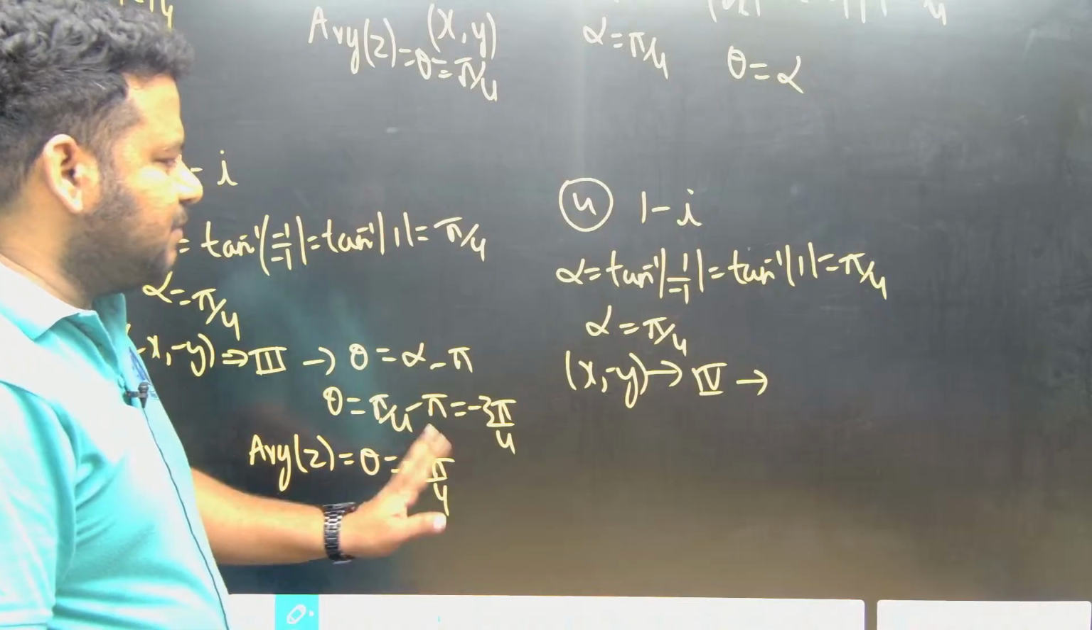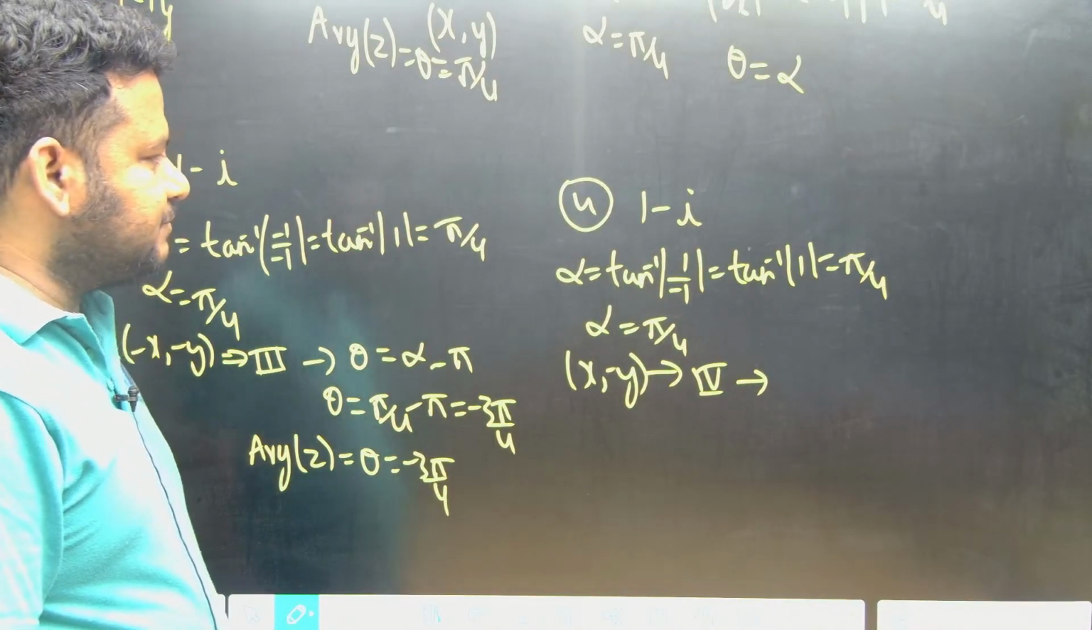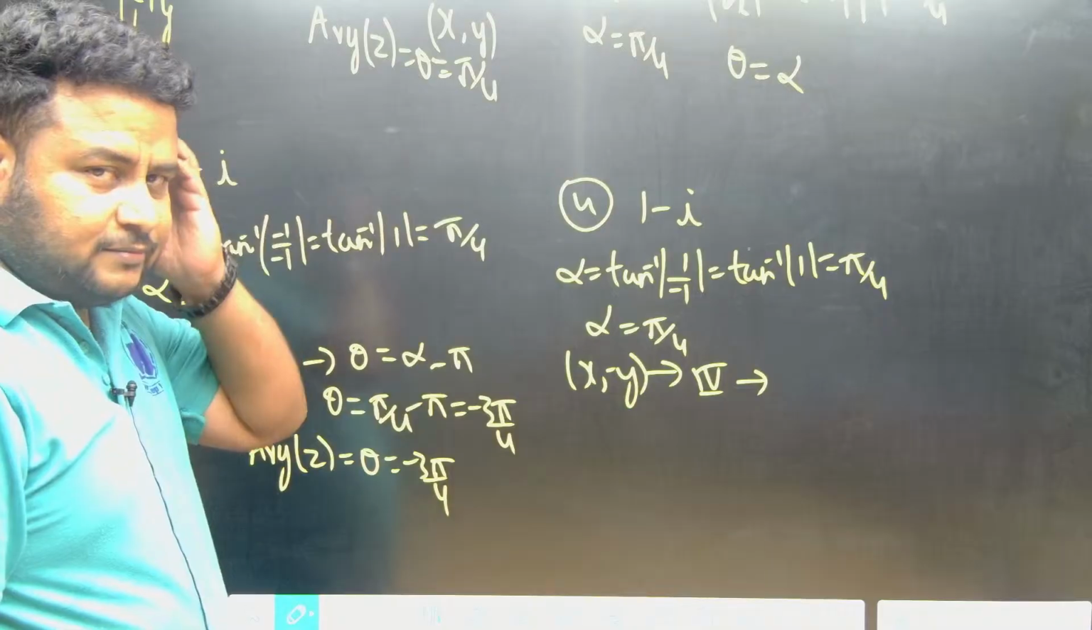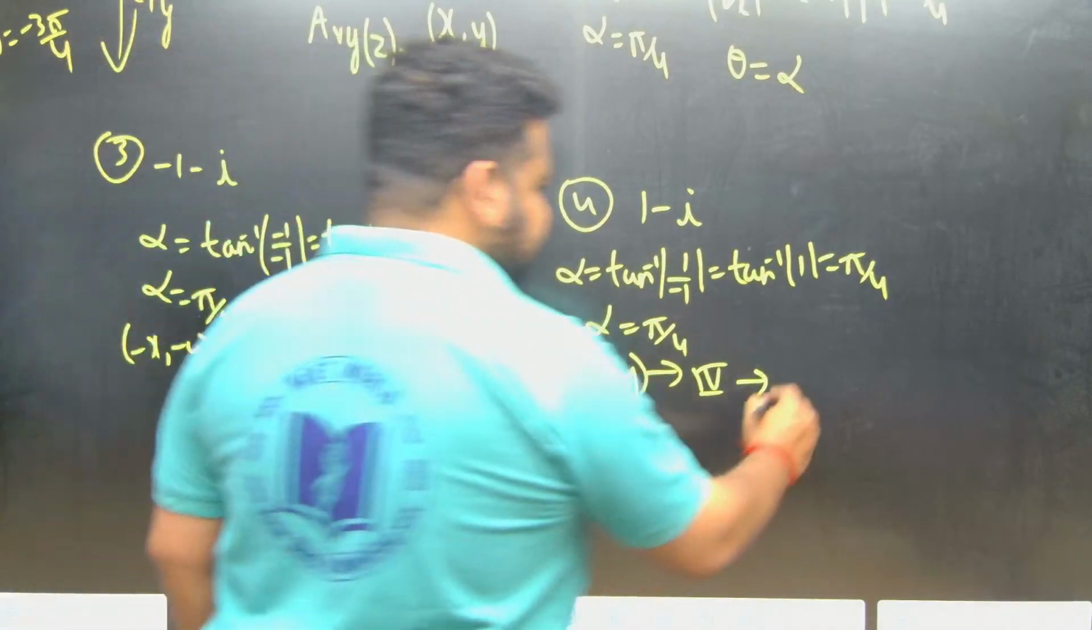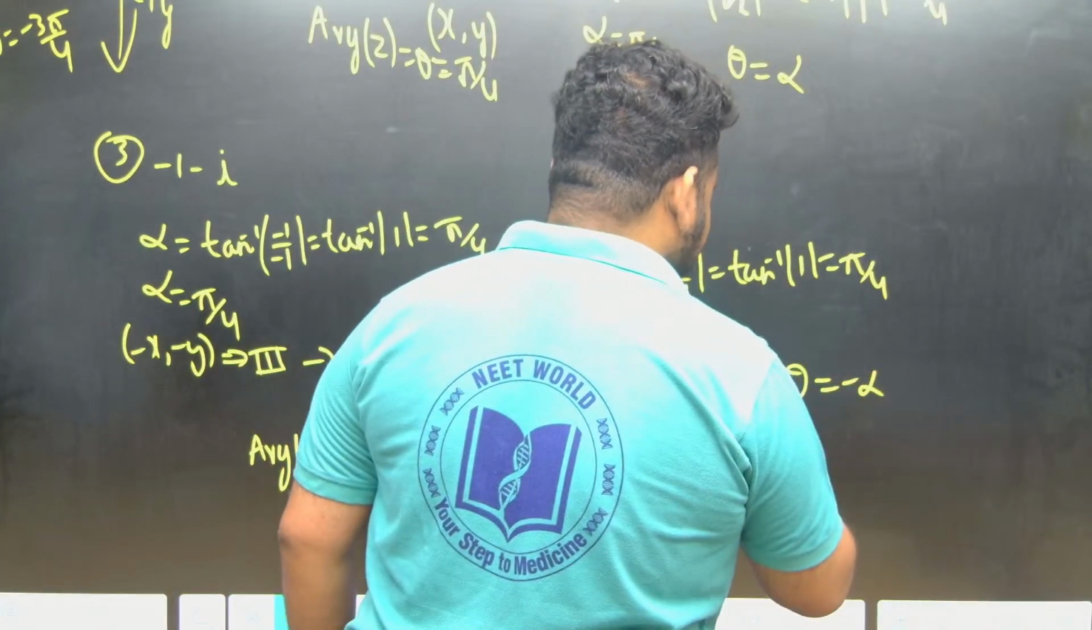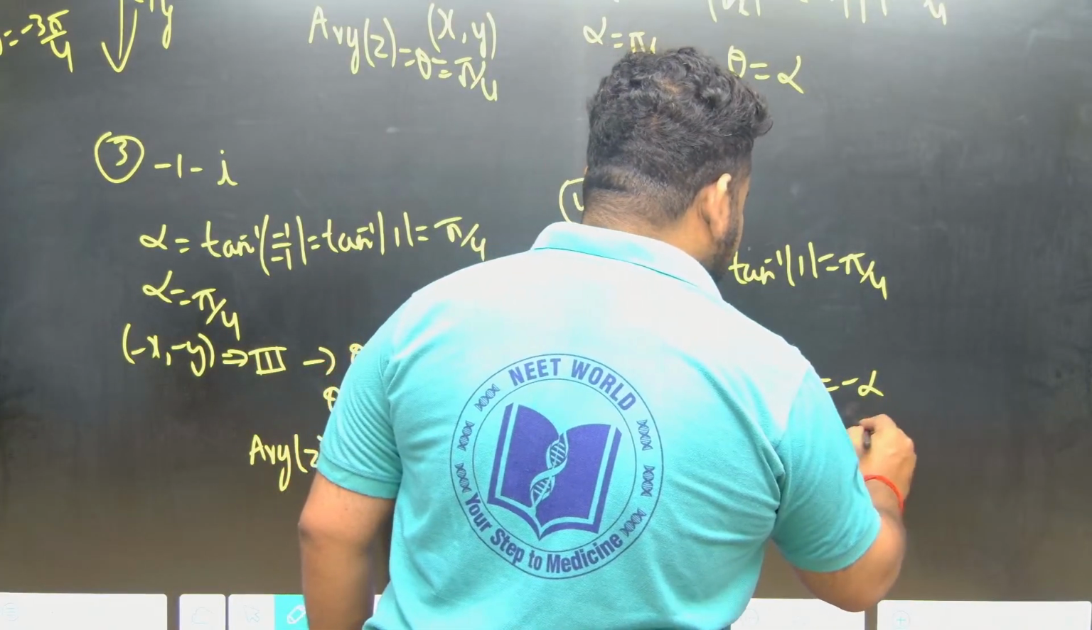Next, what is happening? x comma minus y. This is in the fourth quadrant. Now observe. Fourth quadrant means what is the value of theta? Theta is nothing but equal to minus alpha. So what will be the value of theta? Theta will be equal to minus pi by 4.